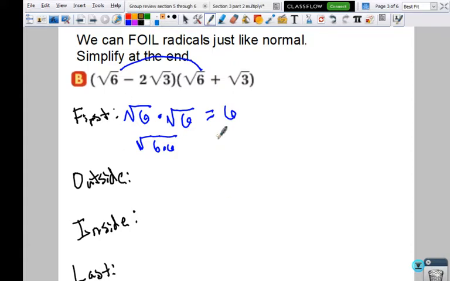Alright, we did first. Next is outside, which is going to be square root 6 times square root 3. When I multiply these, I don't have any outsides, so I just multiply the insides, which is going to be square root of 18.